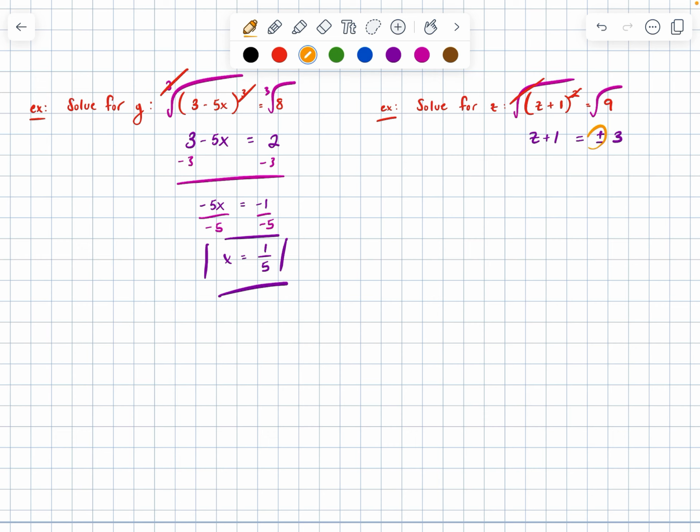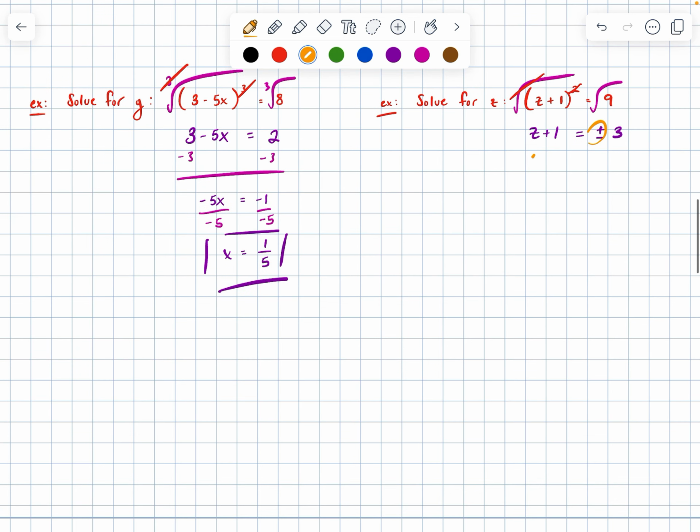All right. Well, let's harken back for a second to Unit 2. Remember when we were working with some compound inequalities? When we had an OR statement, remember that we could break it down into two cases. So if I have positive 3 or negative 3, I'm going to make a case for each. So z plus 1 could be positive 3, or z plus 1 could be negative 3.